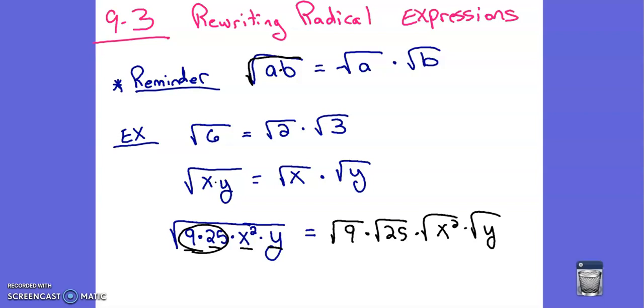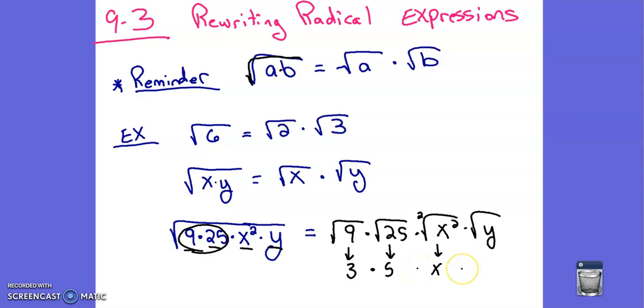So the square root of 9, if we can simplify, we're going to simplify. This is 3. The square root of 25 is 5. Now, the square root of x squared. Remember, square rooting is literally the inverse operation of squaring, just like adding and subtracting, or multiplying and dividing. So this just goes to x. The square root and the square kind of cancel each other out.